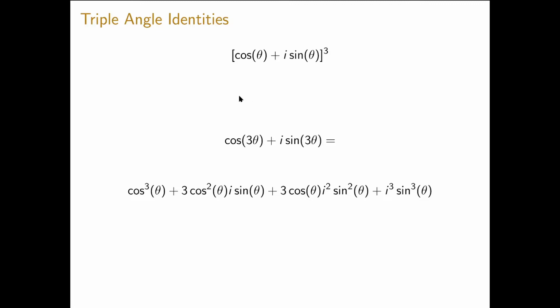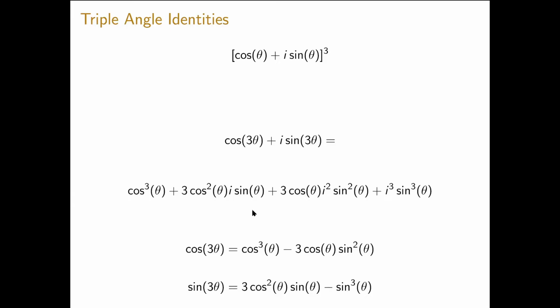Let's try the triple angle identities. So now n is equal to 3. I'm raising cosine of theta plus i sine of theta to the third power. By DeMoivre's theorem, that's cosine of 3 theta plus i sine of 3 theta. And by the binomial theorem, it's cosine cubed theta plus 3 cosine squared theta i sine theta plus 3 cosine theta i squared sine squared theta plus i cubed sine cubed theta.